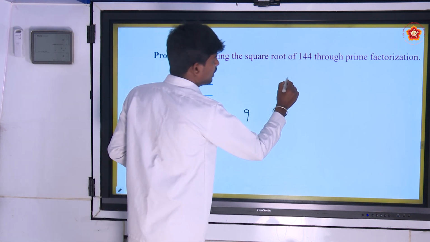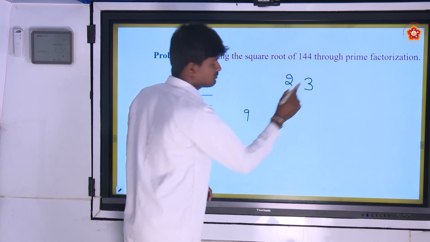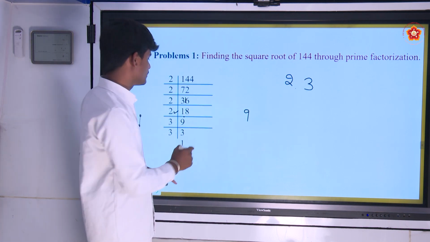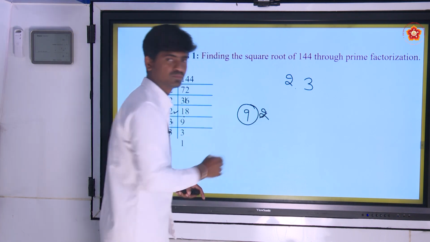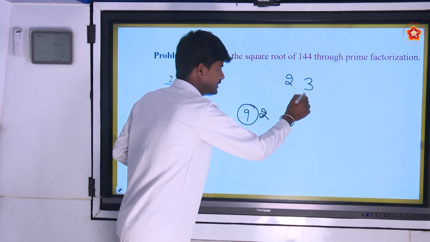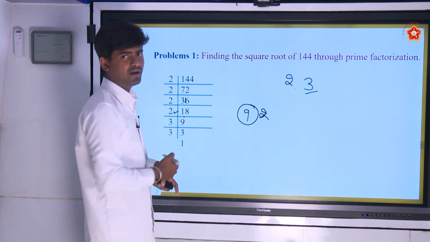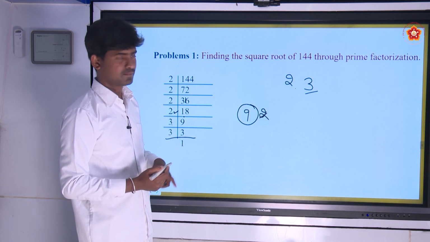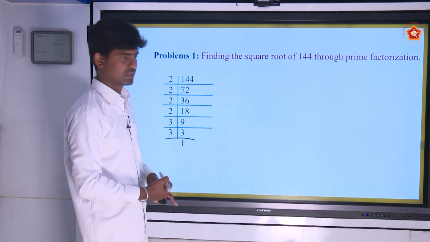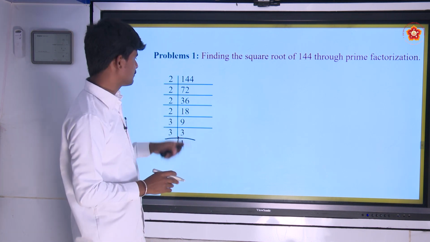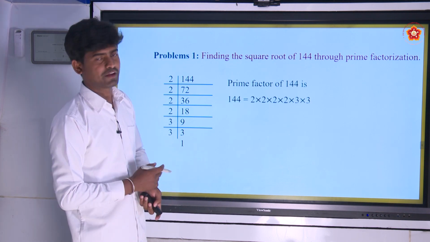After the least prime number 2, the next prime number is 3. Since 9 is an odd number, it is not divisible by 2, so we move on to the next prime number, that is 3. 3 threes are 9. Again 3 is there, it can be divided by 3, 3 ones are 3. We have to divide the given number until we get 1. Now we have to write the prime factors.